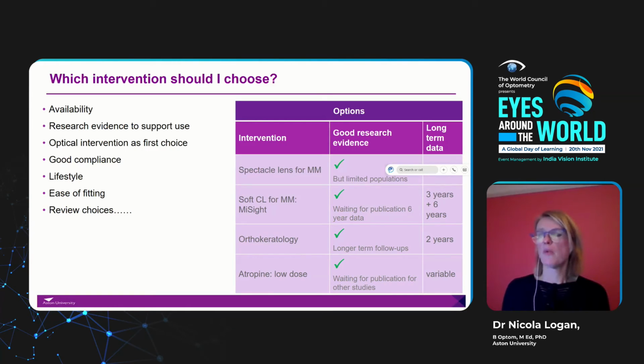We need to think about what's going to give good compliance. Is it a child who's got the glasses on, off all the time? They're not necessarily going to get the best effects through a spectacle lens option. You might think about a contact lens. If it's a child that swims several times a week, you're not going to put them in a soft contact lens, and you might think about ortho-K. So lifestyle really plays a large role in terms of deciding what intervention.